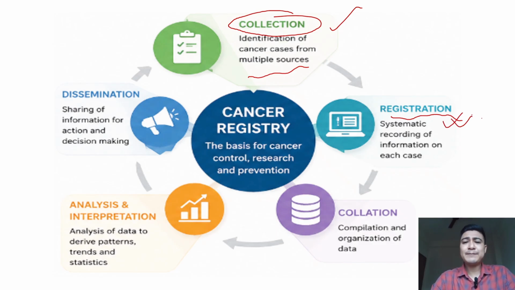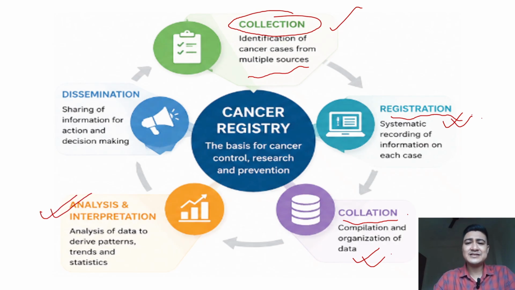Now, after capturing all this information about a particular cancer patient, the compilation begins. This compilation may be at the level of a hospital if it is a hospital-based cancer registry, or at the level of the population where it is a population-based cancer registry. All these databases are compiled and collated. After compilation, the data is then analyzed and interpreted.